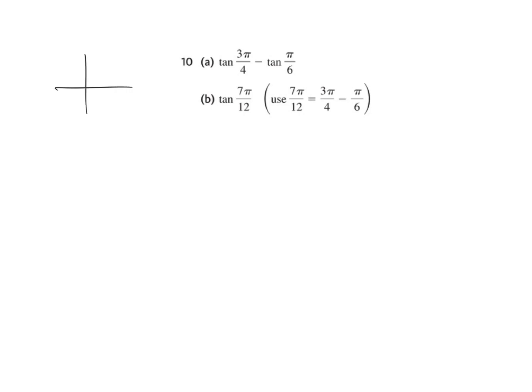Here we have the tangent, 3 pi over 4. Tangent is going to be negative there, negative 1. You have a minus of tangent pi over 6. So that's going to be 1 over square root of 3, or square root of 3 over 3. We can just write it like that because you know that's what it's going to be. Get a common denominator here. So negative 3 minus the square root of 3 all over 3.